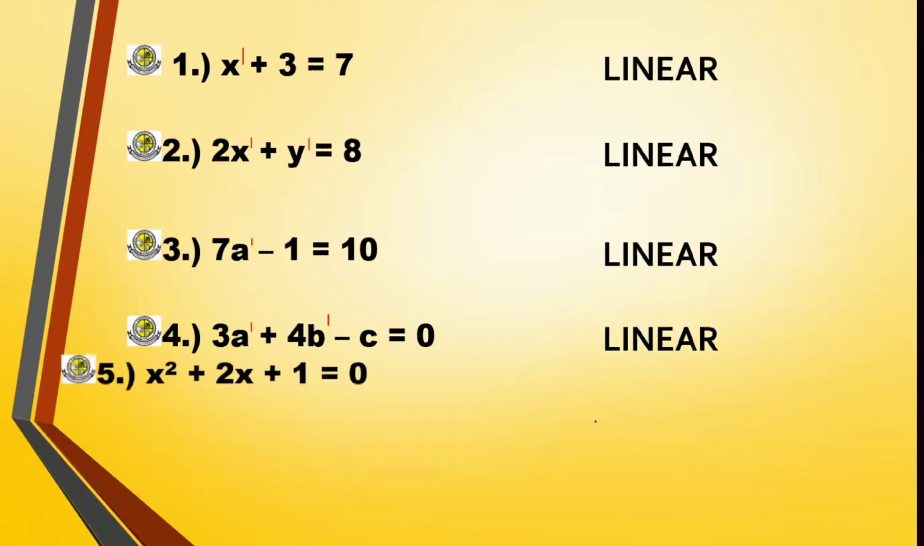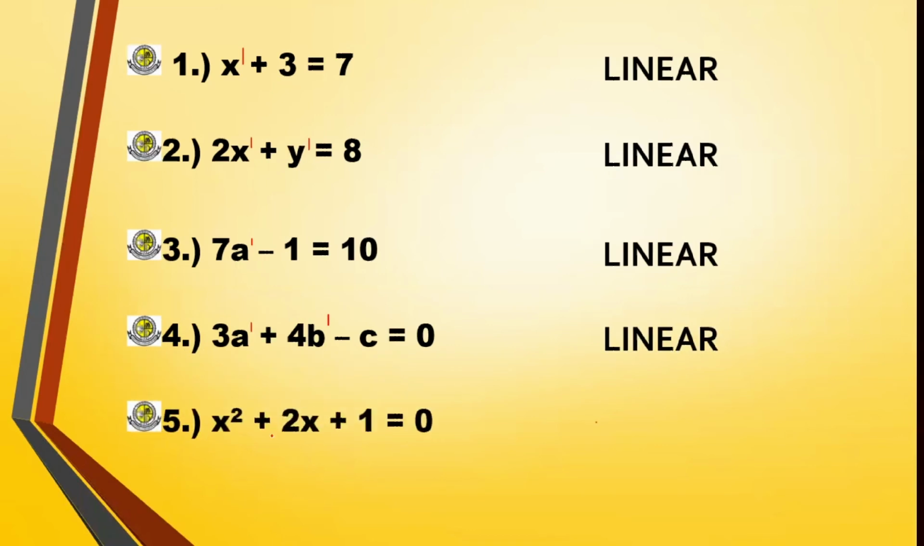How about sa example number 5? So we have x squared plus 2x plus 1 equals 0. Is it linear or not? Quadratic po. Very good. How do we know that the equation number 5 is a quadratic equation? Kasi po yung squared po yung exponent. Very good, because squared yung exponent ng variable x dito or the highest degree is squared. So therefore, masasabi po siyang quadratic.